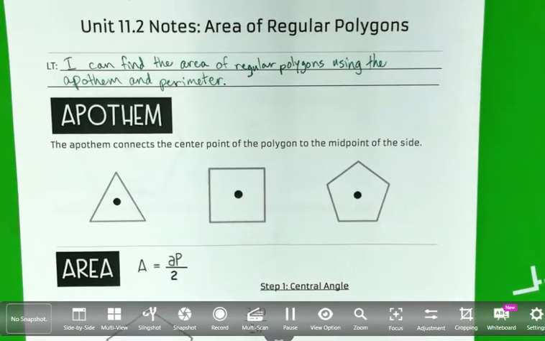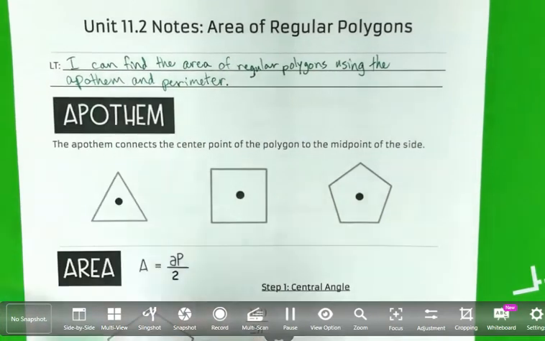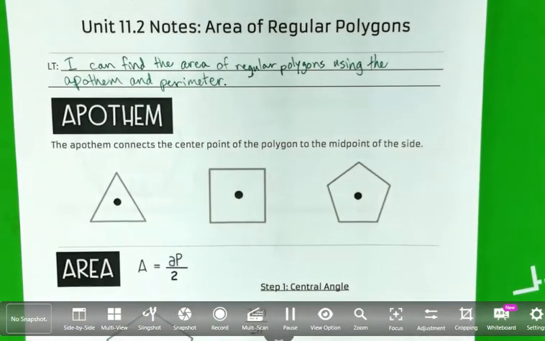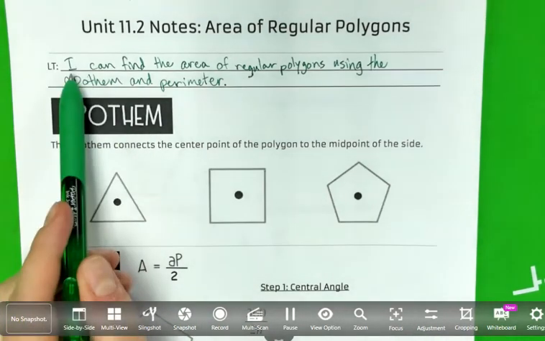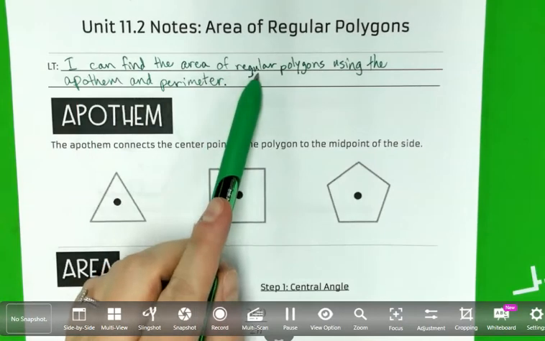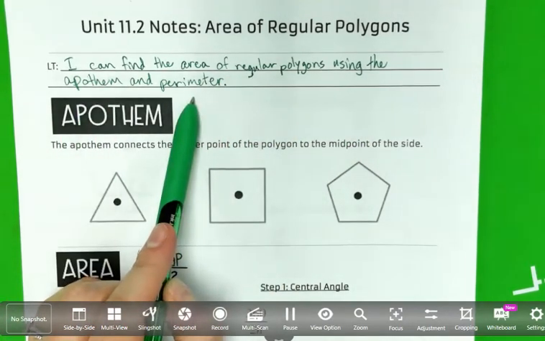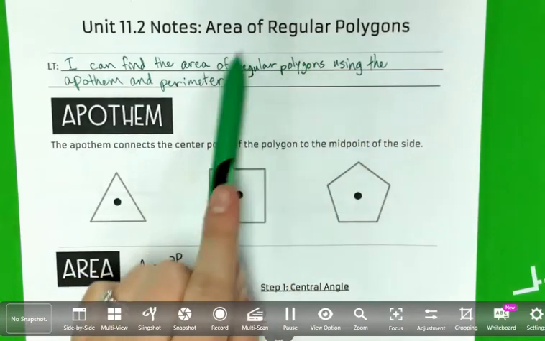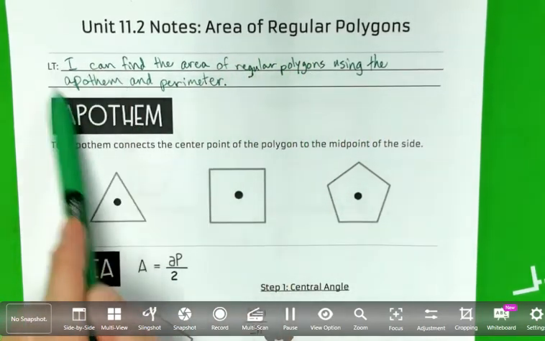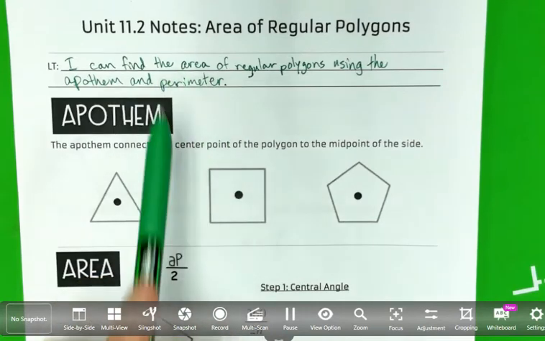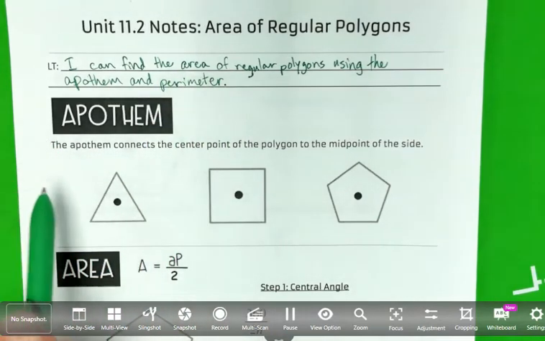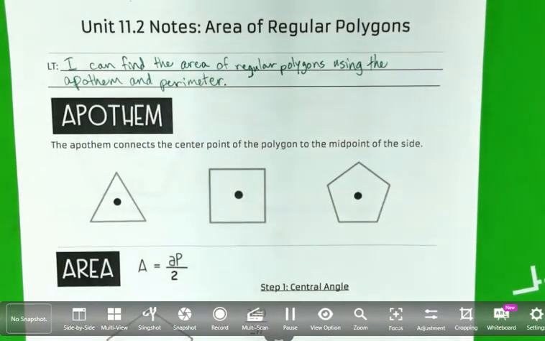Okay, there we are working on the Unit 11.2 notes. This is going to be the area of regular polygons. So this first part, the learning target is: I can find the area of regular polygons using the apothem and the perimeter. A couple of these words may be new to you, like what is a regular polygon and what is the apothem, and then it has some familiar words as well, such as perimeter. But this first part talks about what is the apothem.